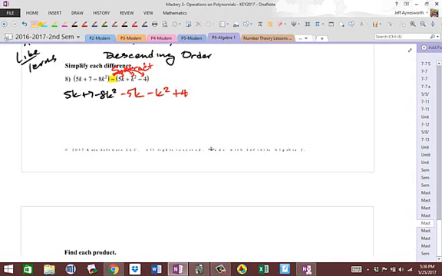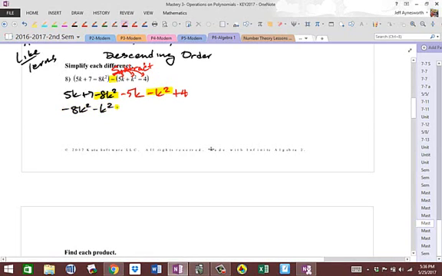So starting with the squares, I see a minus 8k squared and a minus k squared. Then I see a 5k and a minus 5k. So plus 5k because it's positive, minus 5k. And then I see plus 7 and a plus 4. So that sounds like plus 7 plus 4.